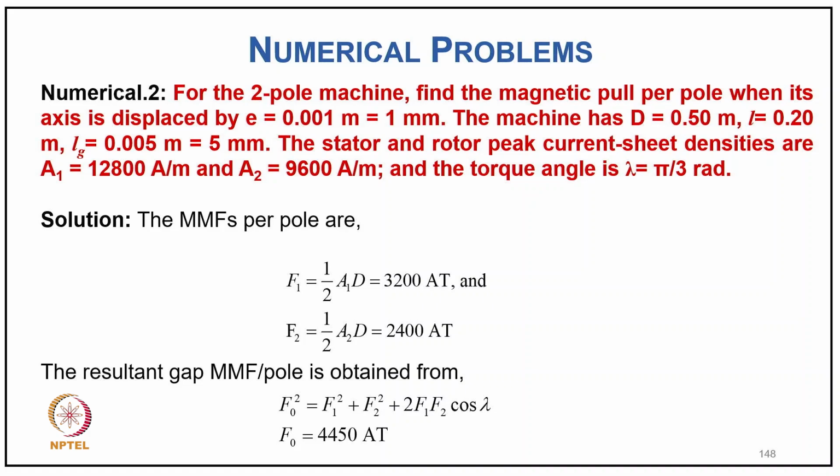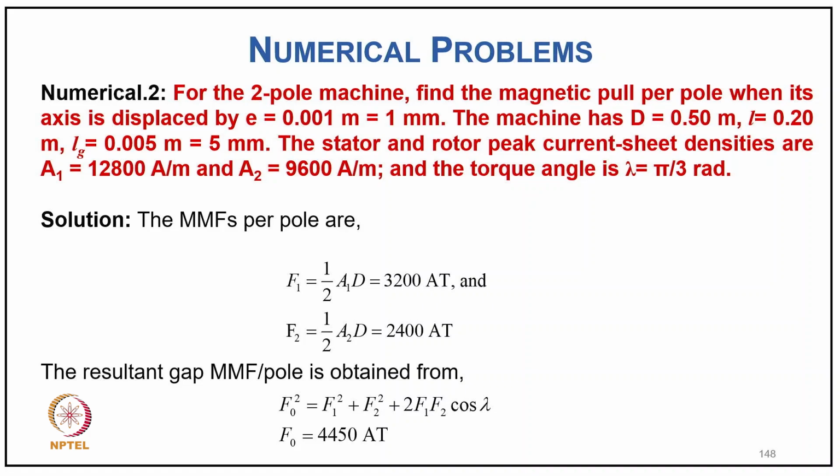Coming to numerical problem 2: for a two-pole machine, find the magnetic pull per pole when its axis is displaced equal to 0.001 meter, or 1 millimeter. The machine has D equal to 0.5 meter, L equal to 0.2 meter, Lg equal to 0.005 meter, that is 5 millimeter. The stator and rotor peak current sheet densities are A1 equal to 1200 ampere per meter and A2 equal to 9600 ampere per meter, and the torque angle is equal to pi by 3 radian.